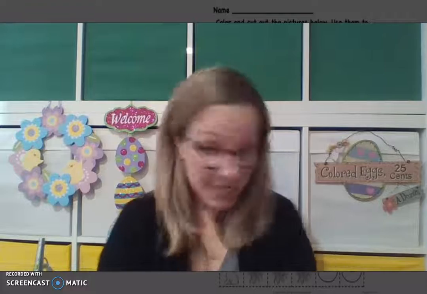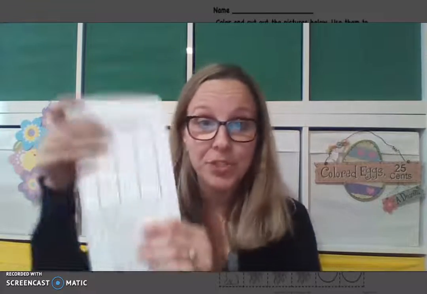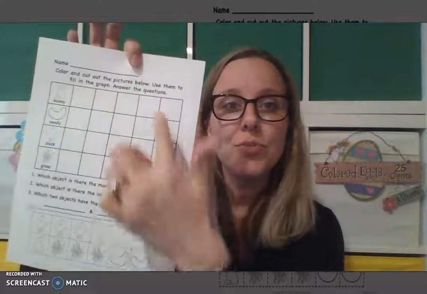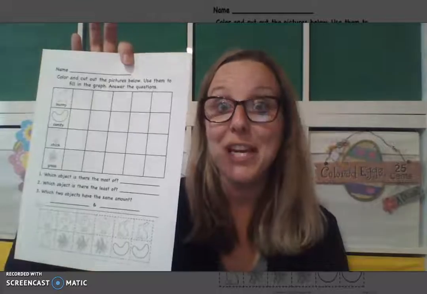So if you had an opportunity to print your work, you should have this sheet with you ready to go. If you were unable to print it because you don't have a printer at home, that's okay. You can get just a blank sheet of paper and draw a graph that looks like this, and then you can draw in the pictures on your picture graph. Okay, so whether you're working on a page like this or a page that you drew, either way, we're going to work through this page together now.